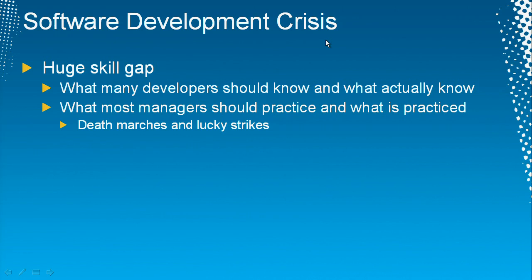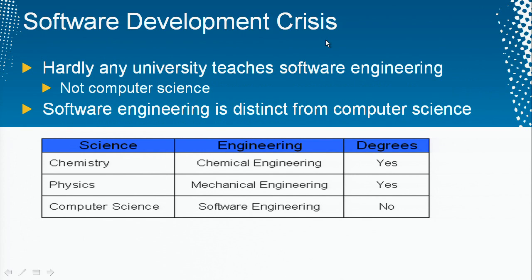Our entire pipeline in the industry is broken. What feeds our industry is supposedly universities. But nobody teaches software engineering. Now, some universities dispense software engineering degrees, but these are not software engineering degrees. Their computer science degrees masquerade better to the industry, but they're still computer science degrees. Why am I picking on it?